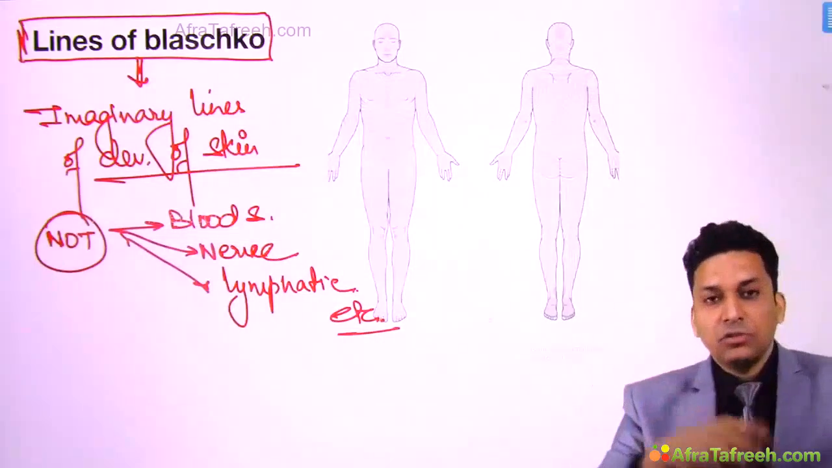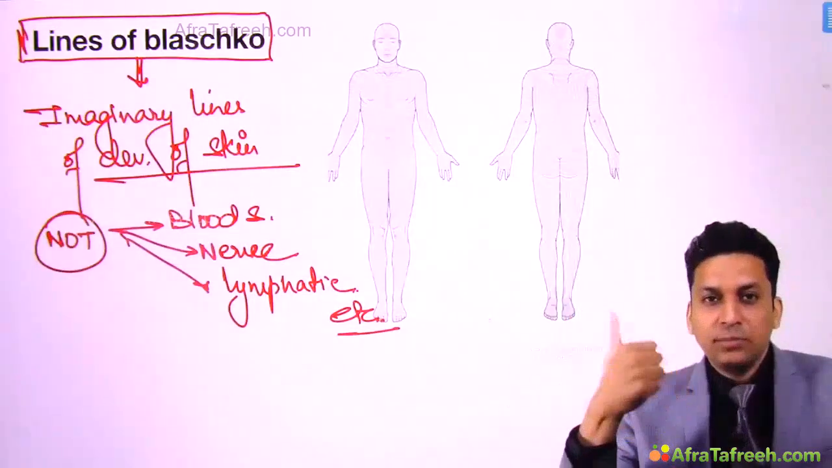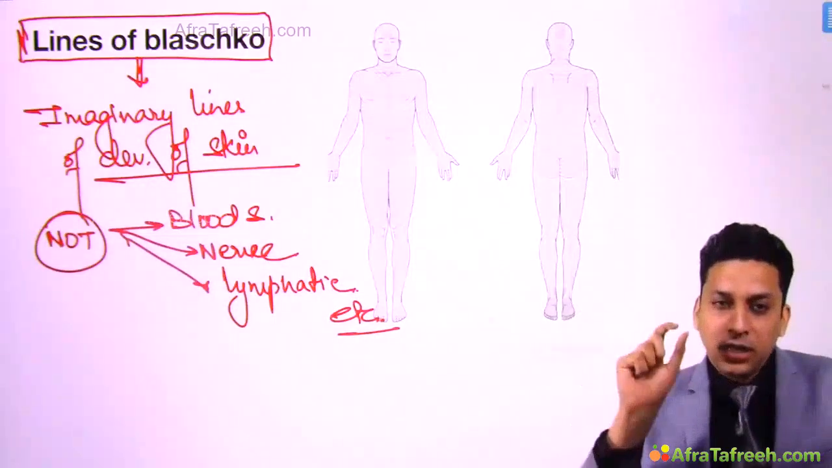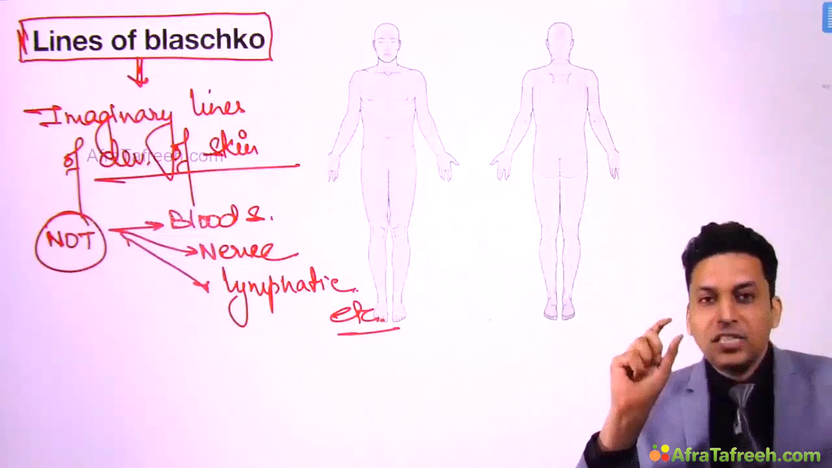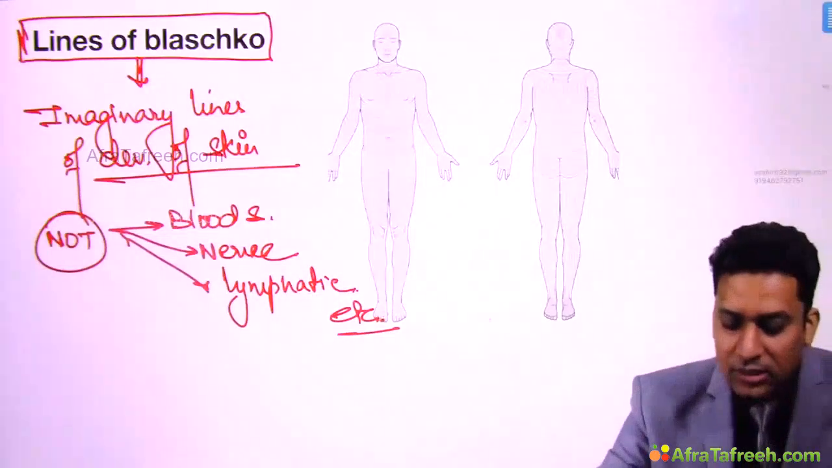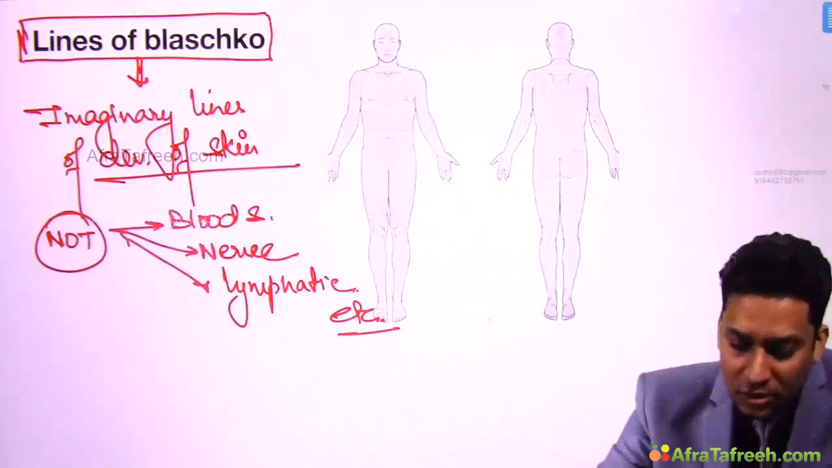Okay, so once this question was also asked that Blaschko lines correspond to, and the options were blood supply, nerve supply, lymphatic drainage, and one of the options was development of skin. So they are the lines of development of skin. Okay, so you can see these lines in this image. These are the lines of Blaschko.